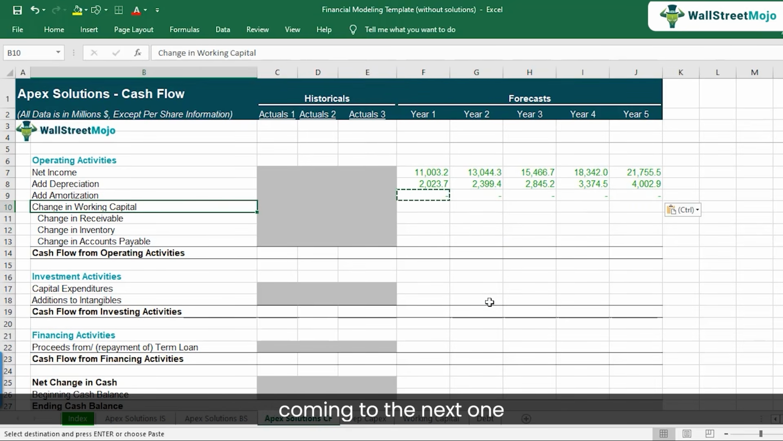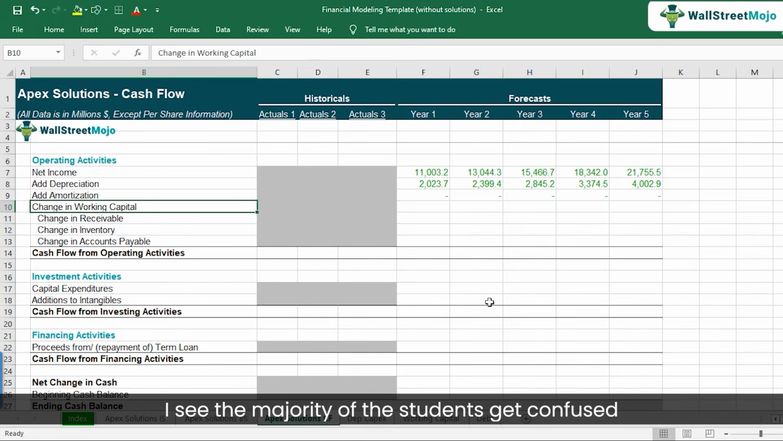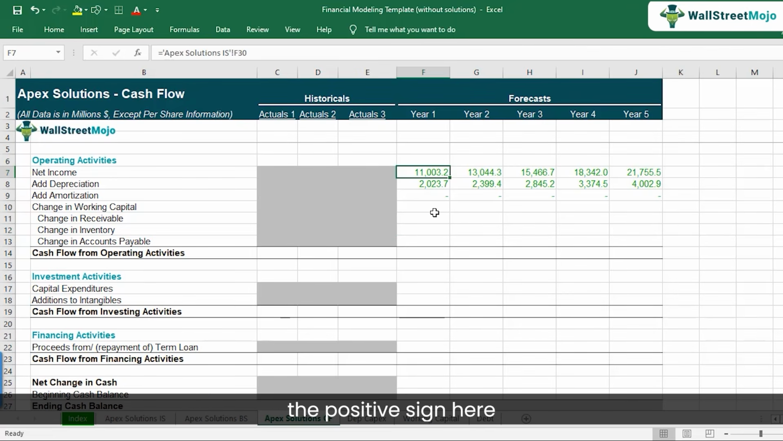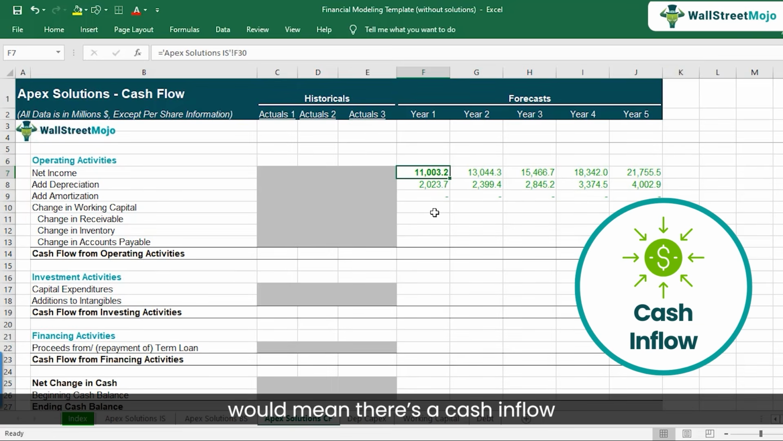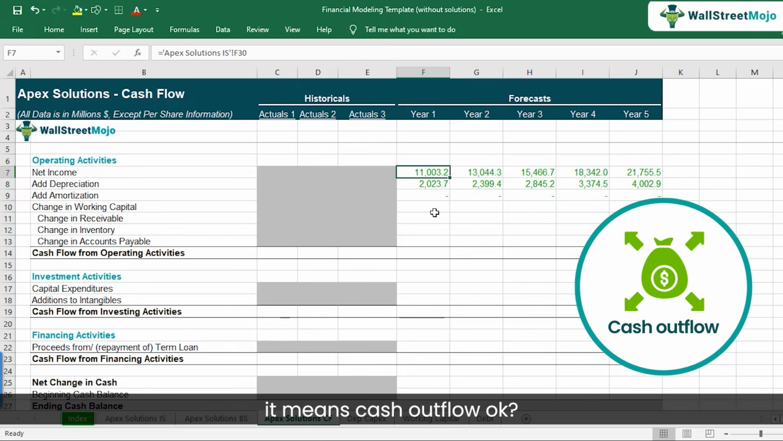Now, coming to the next one, that is changes in working capital. This is the place where I see the majority of students get confused as to how it can be represented via the cash flow statement, like changes in receivables, changes in inventory, and changes in accounts payable. Sometimes there is confusion regarding the plus and the minus sign, whether it is cash outflow or cash inflow. So please note, first thing, that the positive sign here would mean there's a cash inflow. And if there's a negative sign in the cash flow statement, it means cash outflow.